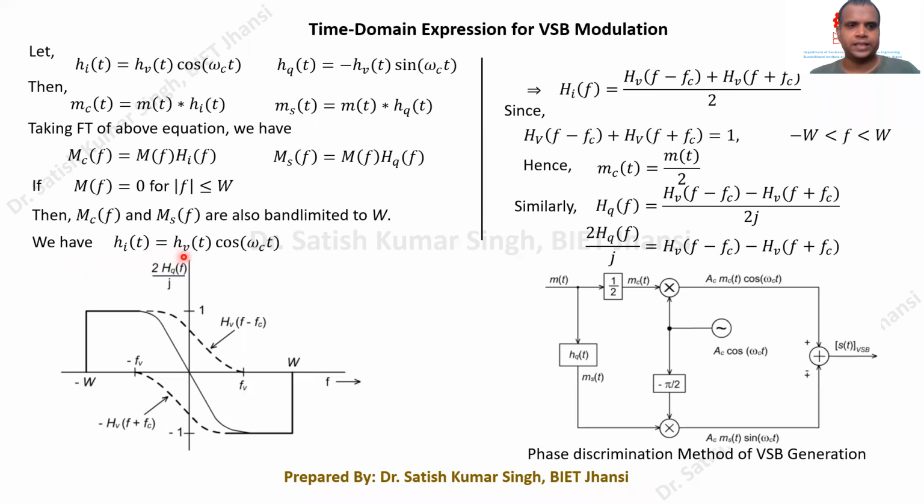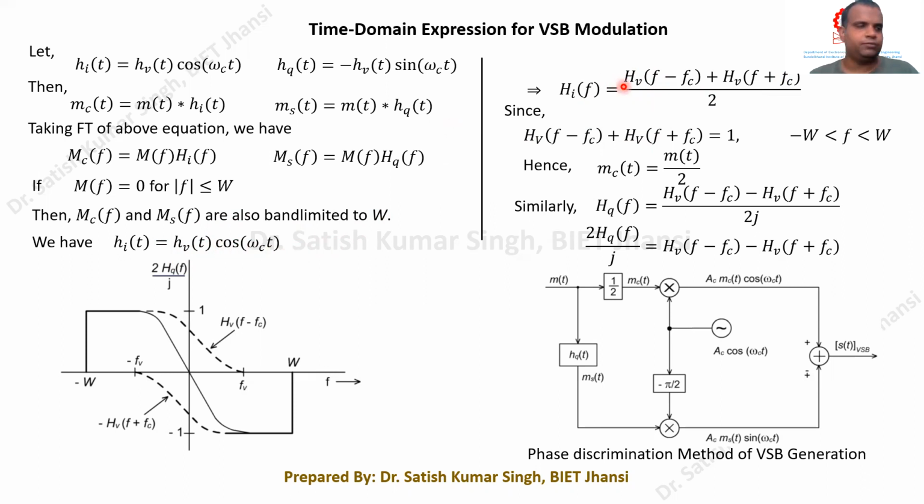We have h_I(t) equals h_ν(t) cos(ω_c t). If we take the Fourier transform of this equation, and the Fourier transform of h_ν(t) is H_ν(f), then because it is multiplied with cos(ω_c t), as we have seen several times, the frequency spectrum of h_ν(t) is going to be shifted around f_c. So it will be [H_ν(f − f_c) + H_ν(f + f_c)] divided by 2. There will be a factor of 1/2, and this is our Fourier transform of this equation.